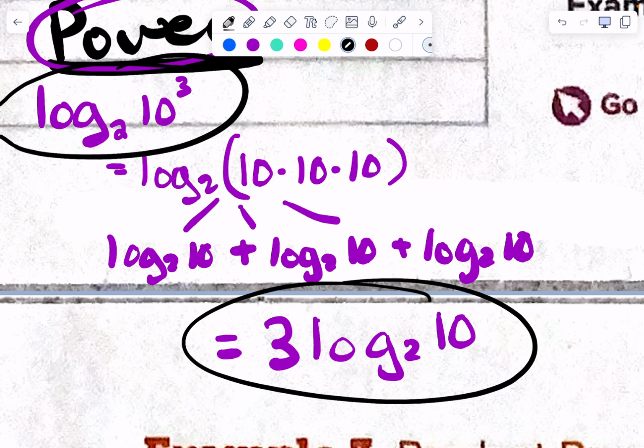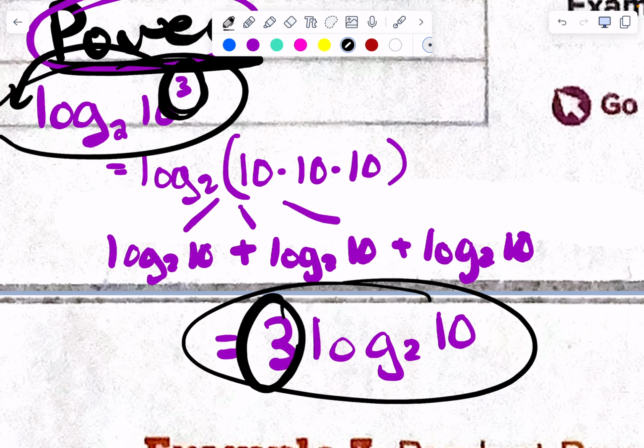If you have a log, and this is very important, and you have an exponent right here, this 3, it can magically come down in front, and you have no exponents anymore. This 3 can come down in front, okay? That's the power property of logs, because that's how logs operate. Multiply means add, and then I can condense those. There's 3 of them. So any exponents that you have behind a log come down in front.